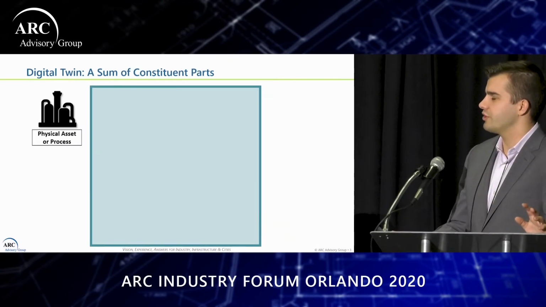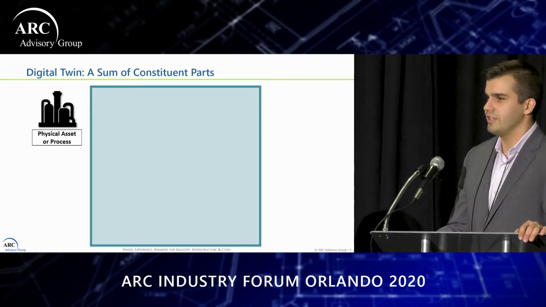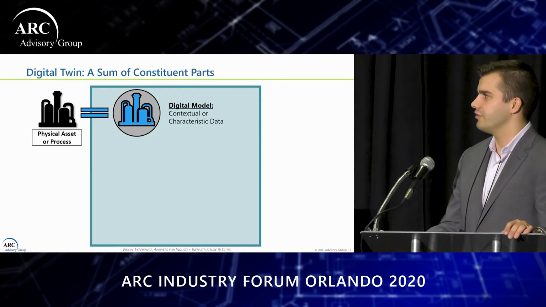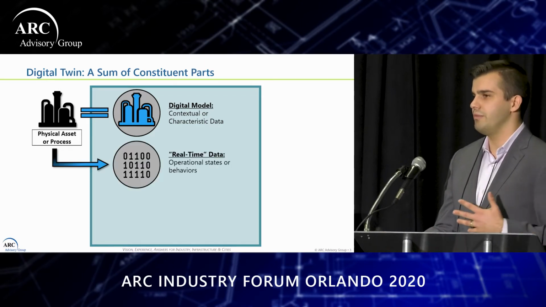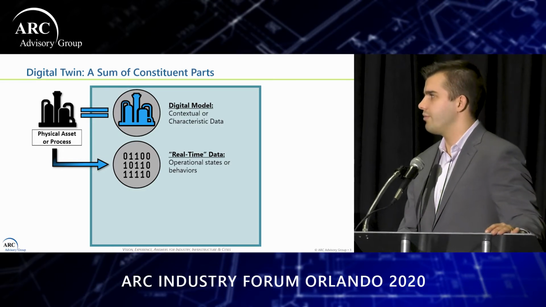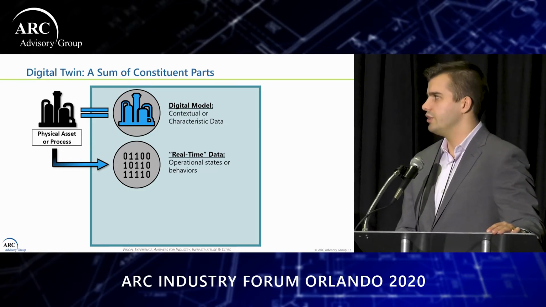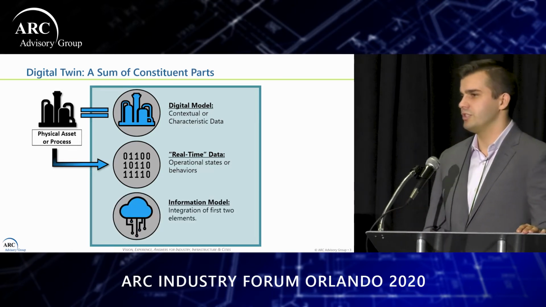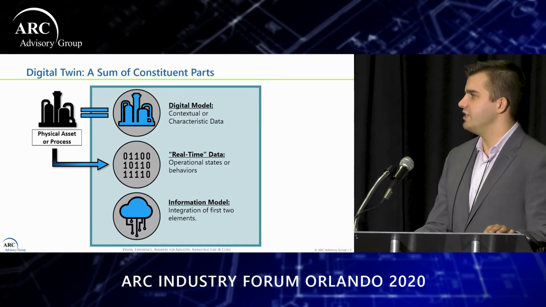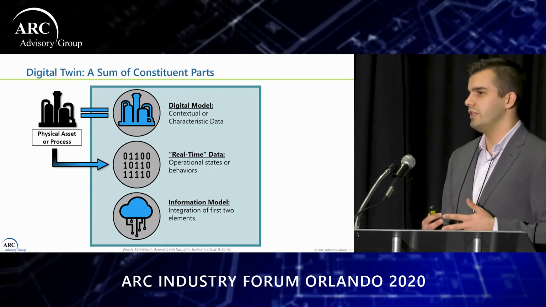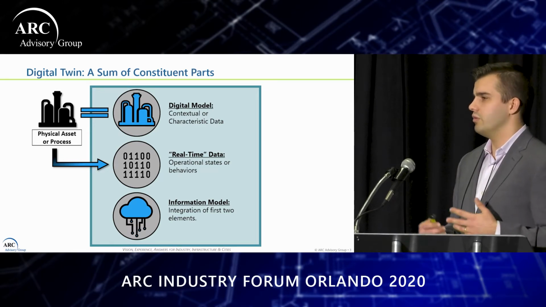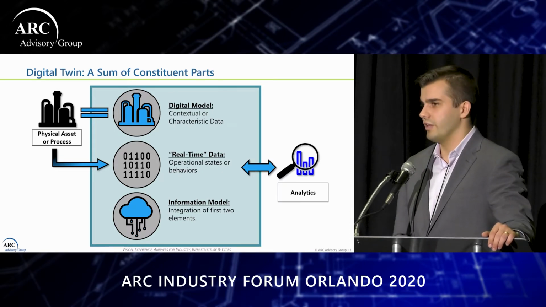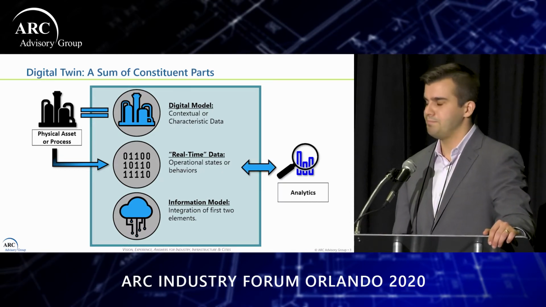The general structure we use to talk about digital twins: first, of course, you have a physical asset or process that is replicated with the digital model, which provides context or characteristic data. Then you have real-time data that is fed to your digital twin from that operation or product. This provides the operational states or behavior to your digital twin. And then lastly, but somewhat less clearly, is the idea of an information model, and that's what integrates your contextual data with your real-time data coming from your process or your product. And then, of course, you can add analytics on top of that or embed analytics within it.